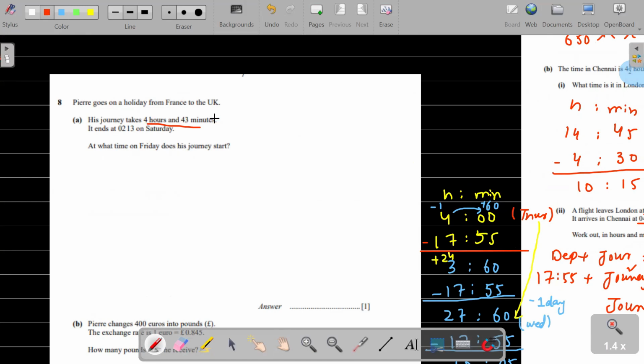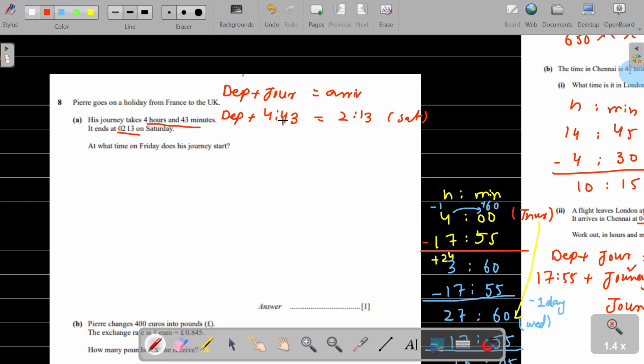Okay. All right. We know the general equation: departure plus journey is equal to arrival. We are going to follow the same equation. Journey takes 4 hours 43 minutes. Journey has taken 4:43. It ends at this time, 2:13, and this is my departure. Okay. All right. It is talking about the Saturday now. On Saturday, the flight has arrived. Okay. Now let's see the departure.